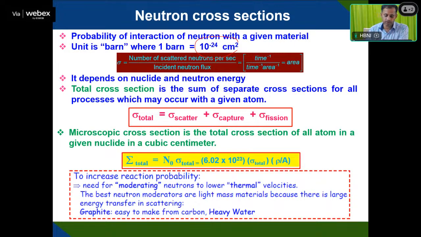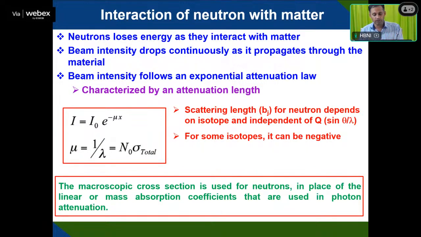So for total cross section, since scattering is possible, capturing is possible, and fission is possible, the total cross section will be the summation of all these. In a macroscopic way, if you see that N0 atoms are there, it will be N0 into sigma. To increase the probability of nuclear interaction, you need a moderator to lower the thermal velocity of the neutron. Only then will you see higher neutron interaction.